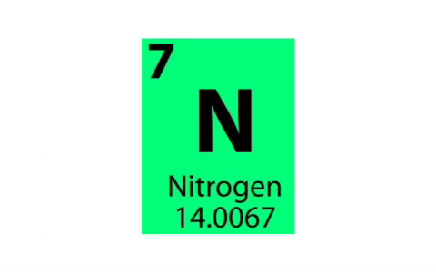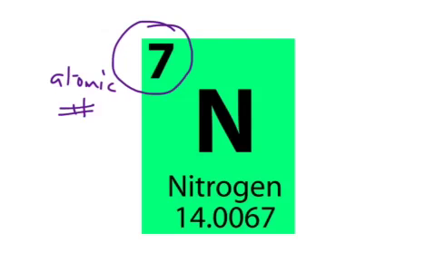So here's a blow-up of the element nitrogen. If you look at the periodic table, you'll see that number 7 is nitrogen. And this number right here is the atomic number for nitrogen. So we say that nitrogen has an atomic number of 7. And what that means is that all nitrogen atoms have 7 protons in them. And as I said in the last video, the number of protons is the identity of the atom. So if you're an atom and you have 7 protons, there's no other element that can be other than nitrogen. Any atom that has 7 protons is going to be nitrogen.